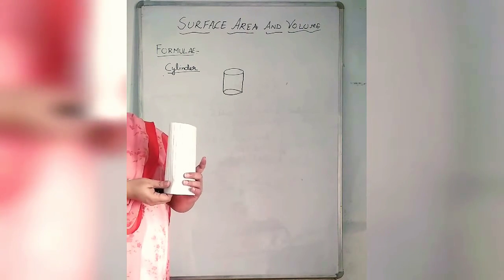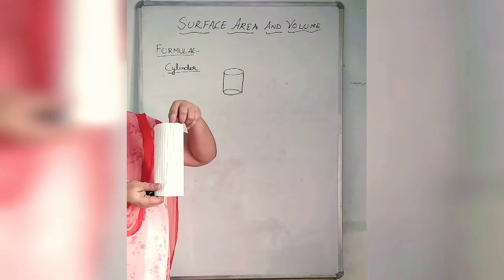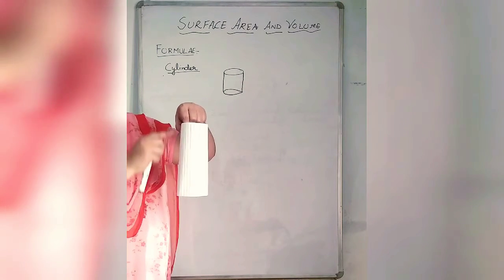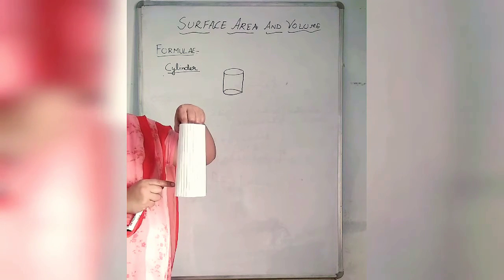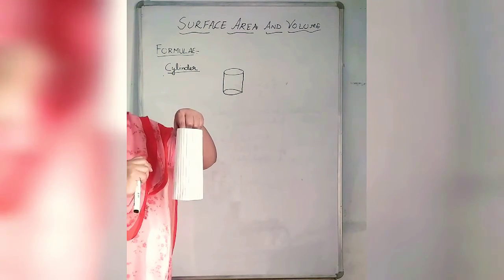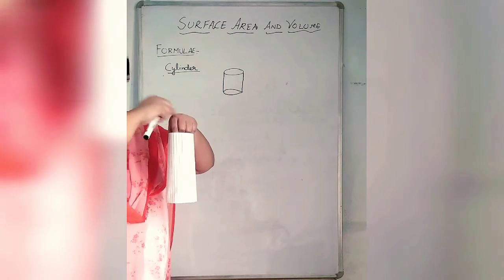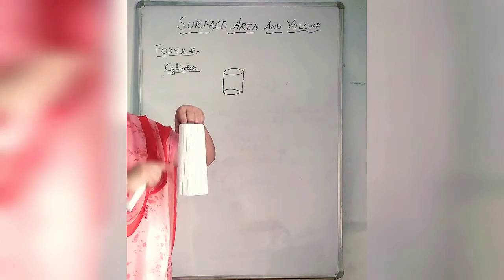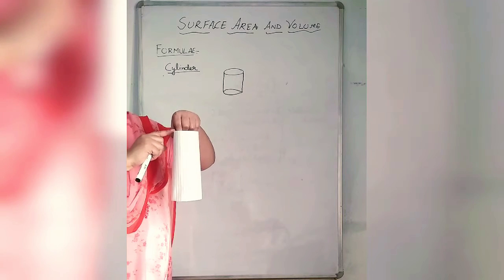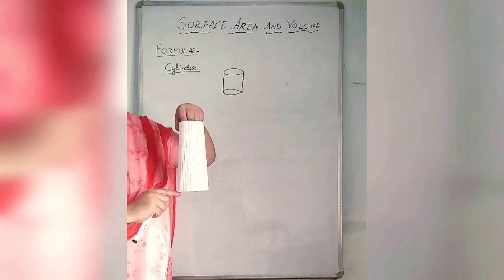Now what happened? The length of the rectangle becomes the circular portion of this cylinder and the width of this rectangle becomes the height of the cylinder. This means when the area of rectangle was L into B, it has been converted into this circle whose perimeter is 2 pi r and width has been converted into the height of the cylinder. So its curved surface area becomes 2 pi r into h.